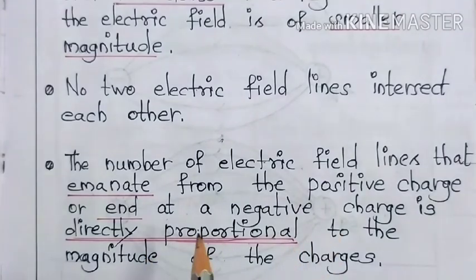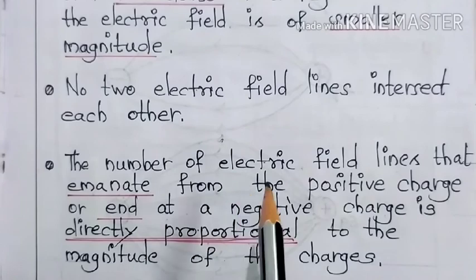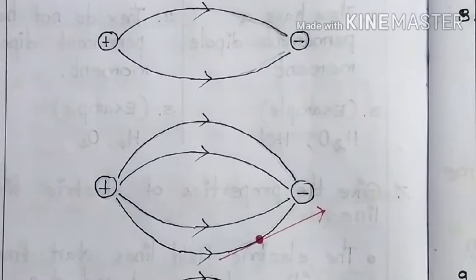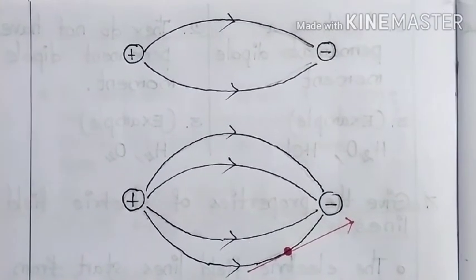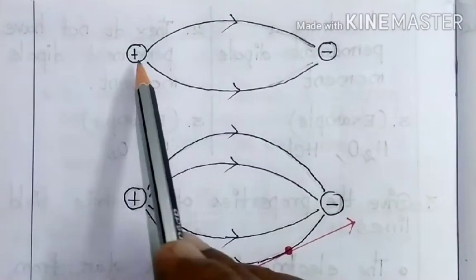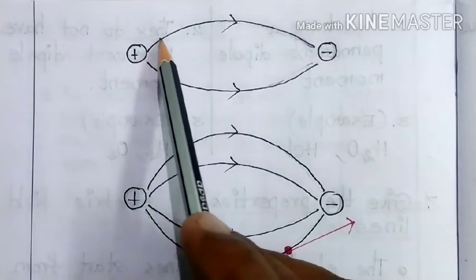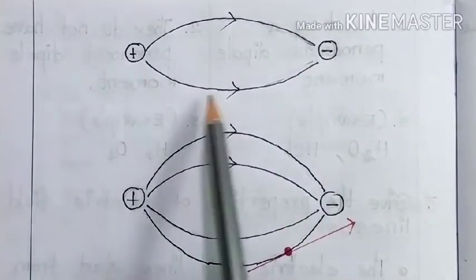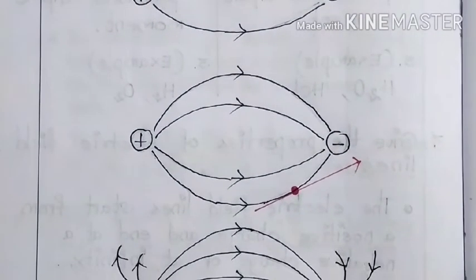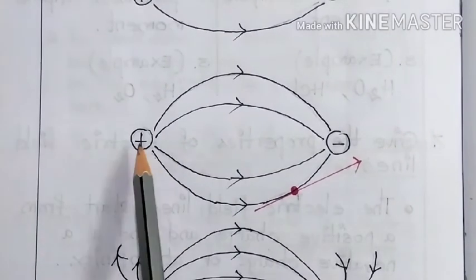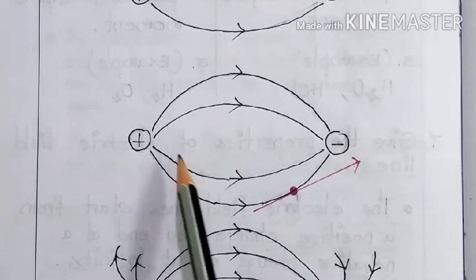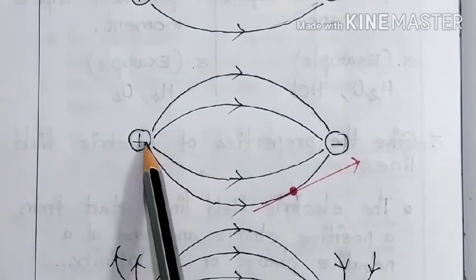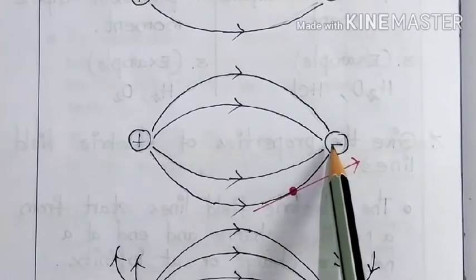Now let us see these points with the help of diagrams. Here comes the first diagram. What we have already learned, electric field lines originate from a positive charge and they end at a negative charge. This is the diagram for the first point. Second one, now here is a positive charge and a negative charge, and I have drawn a few electric field lines originating from a positive charge and ending at a negative charge.